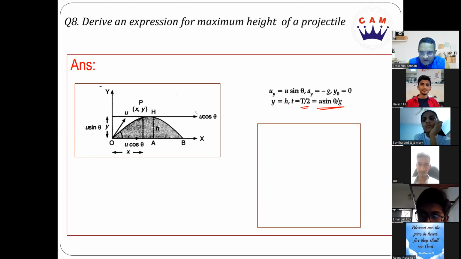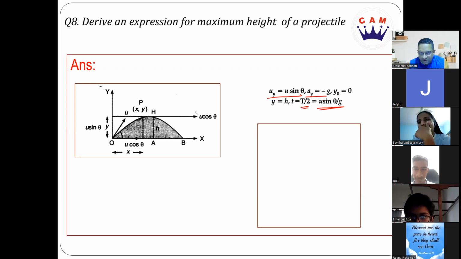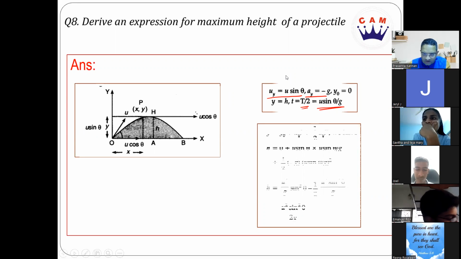And what is the acceleration along the y direction? Minus g. What is the initial velocity along the y direction? U sin theta. Absolutely. So now we know s is equal to ut plus half at square. So here I can write y is equal to uy into t plus half ay into t square. And I can substitute the values and simplify. I'm going to present that to you.